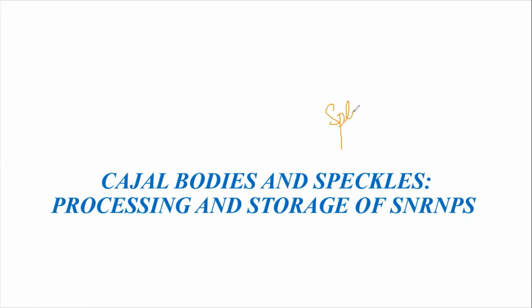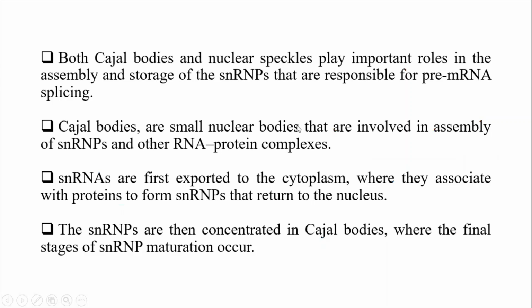So they are the spliceosomes. If you remember, we discussed them in intron splicing, where U1, U2, U3, 4, 5, 6, different types of spliceosome proteins are there which help in the intron splicing, where they form the lariat, etc. So both Cajal bodies and the nuclear speckles play an important role in the assembly and the storage of your snRNPs, which are responsible for the splicing.